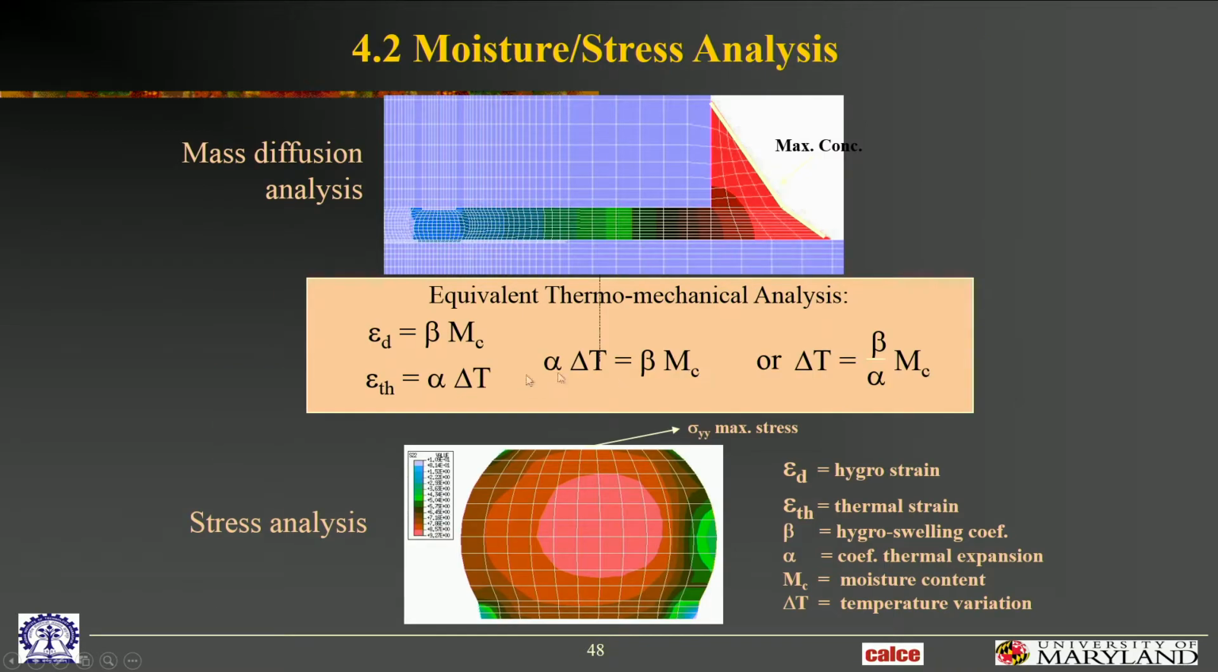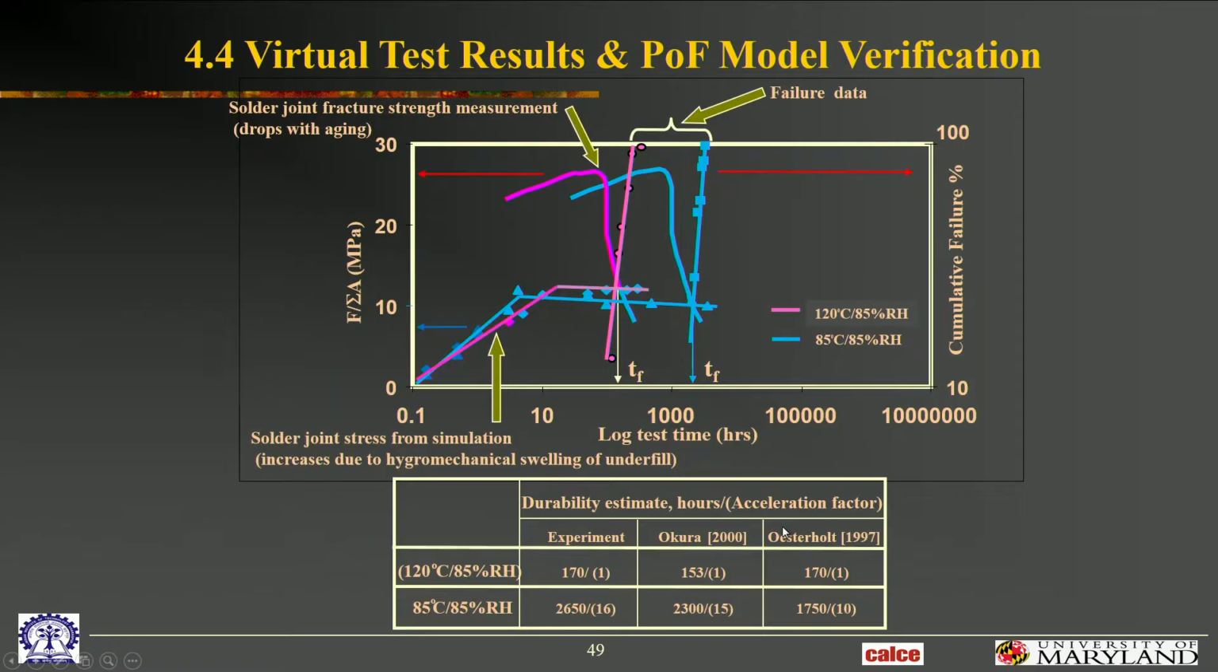Okay, so these are some more details of the moisture absorption analysis. This is the moisture-induced swelling. So the polymer will swell because of moisture content, and this is the coefficient of hygromechanical swelling. So just as temperature causes expansion by alpha delta T, moisture causes expansion by beta times M. M is the moisture content. Okay, so here's what the end results look like.